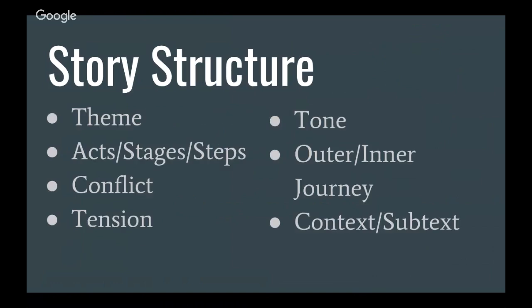So here we go. Story structure is comprised of all kinds of stuff, and I'll have an illustration here in a slide or two. But you have the theme, you have the major plot events, which are the acts, the stages, the steps. You also have conflict, tension, tone, the outer and inner journey, the context, and the subtext. These are all things when looking at your story at a macro level, meaning when you look at it from a big picture, this is what you're looking at.